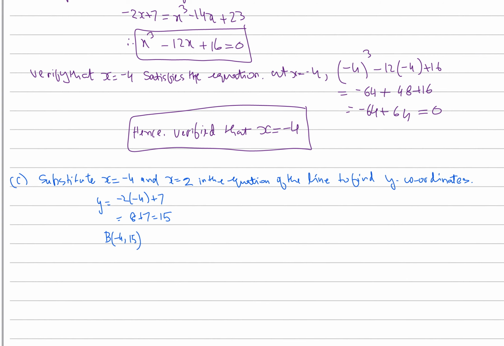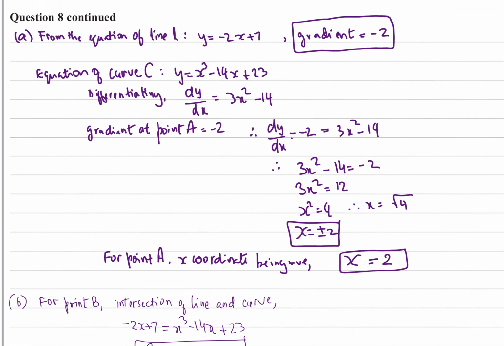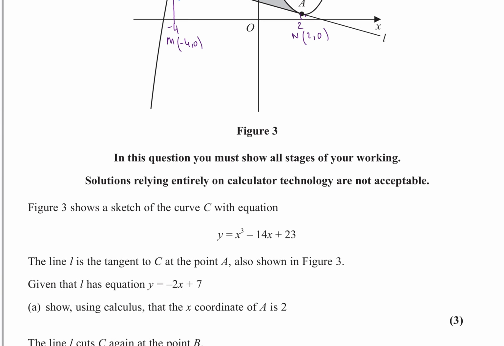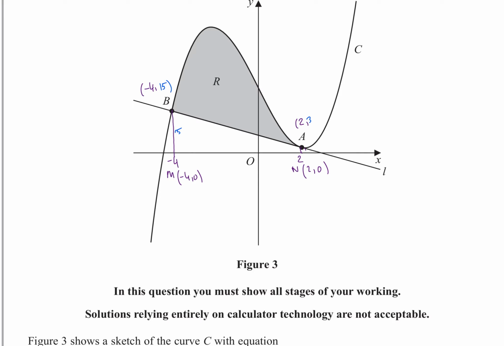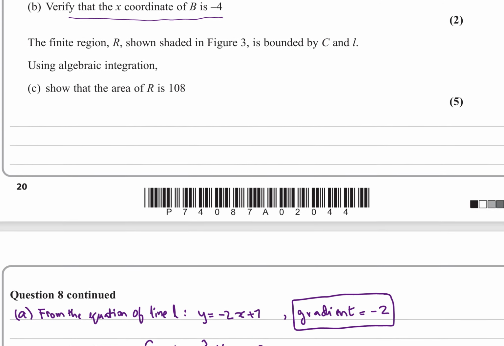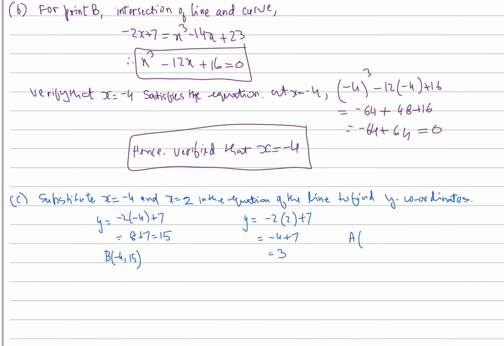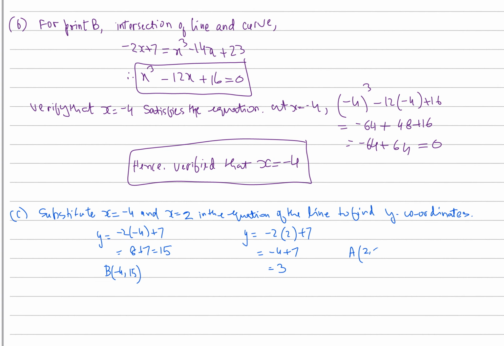And then x is 2, so y is minus 2 times 2 plus 7, minus 4 plus 7, that is 3. Hence the coordinate of A is 2, 3, isn't it? So we will get 2, 3.